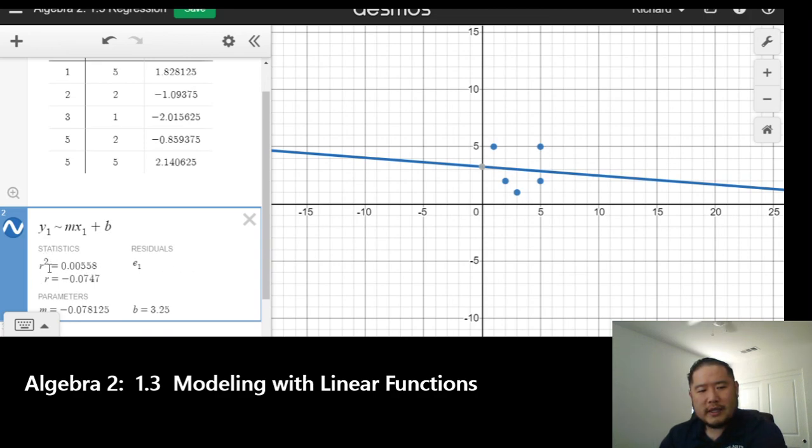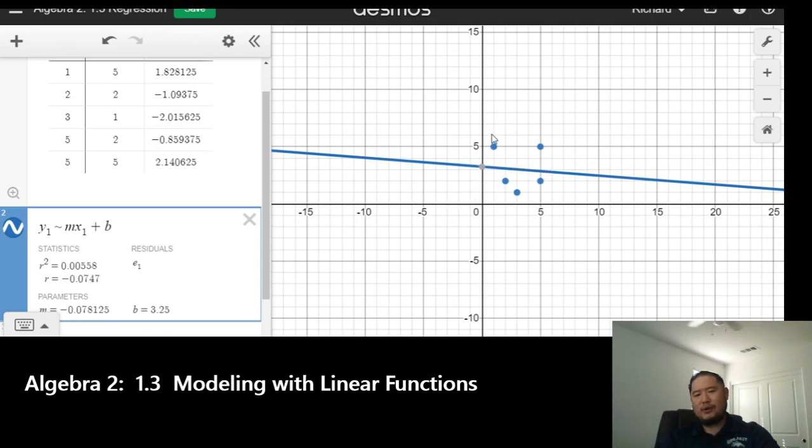You can see two things here, r squared and r. But what I care about is r, which is your regression. It's this number right here, negative 0.0747. If you remember, I said that if your value of r is close to 1 or negative 1, then that line is best fit, and that is the line right there. However, you see that it's not even close to 1. It's 0.07.